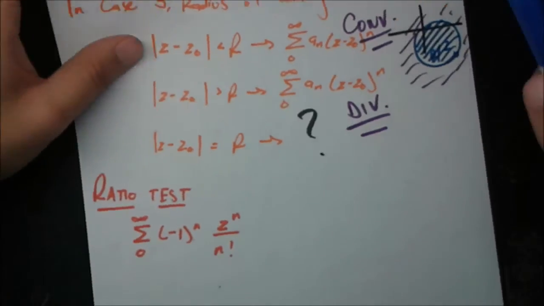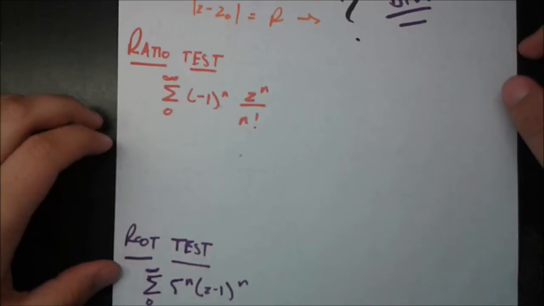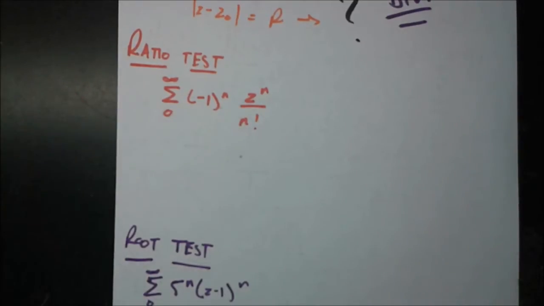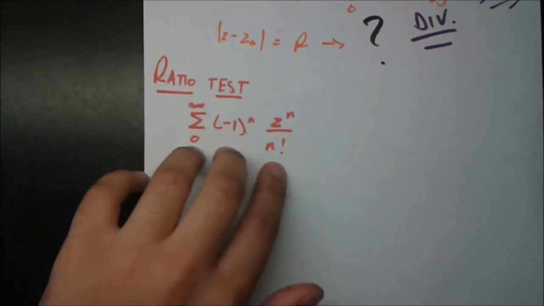We don't know. So now we're going to go over two familiar tests, the ratio test and the root test. The root test is probably less famous, but the ratio test, you've probably heard of. So let's go over the ratio test. We're just going to do these via example. So we want to find out whether this sum right here converges.